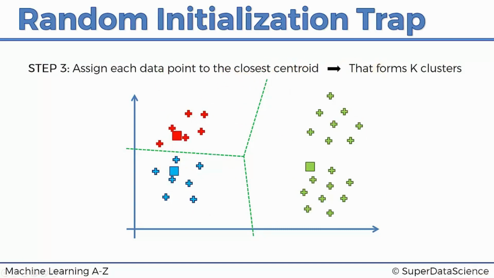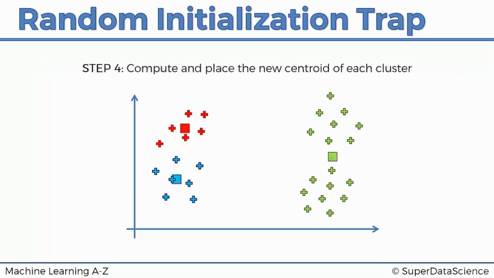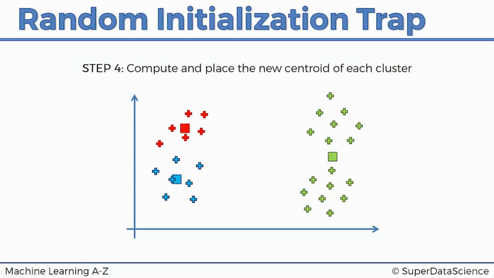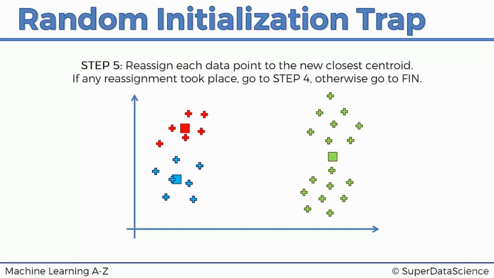That's great. Now we're going to move on to step 4, and we're going to move these clusters. So we're going to recalculate, compute, and place the new centroids for each cluster. So there we can see that that is probably the center of mass for the red points. That's the one for blue points. That's the one for green points. So we move our centroids to the new locations. And now we're going to perform step 5. We're going to reassign each data point to the new closest centroid.